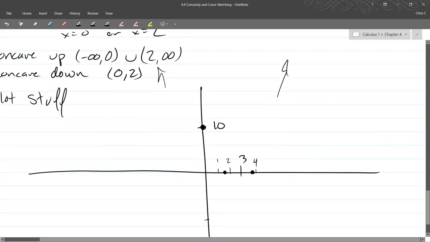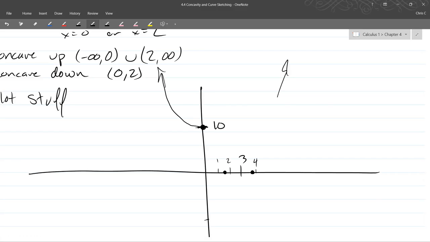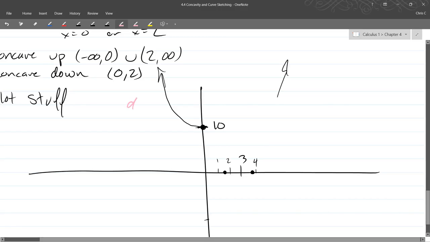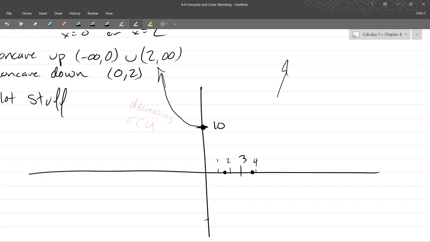Now at this point right here, we are actually having a flat slope. So I need to go decreasing and concave up. There's only one way to connect that, and it's going to look something like this. Decreasing, concave up. So I'll write a comment, decreasing, concave up. And CCU is going to be concave up for lazy people who don't want to write. So we're decreasing, concave up.